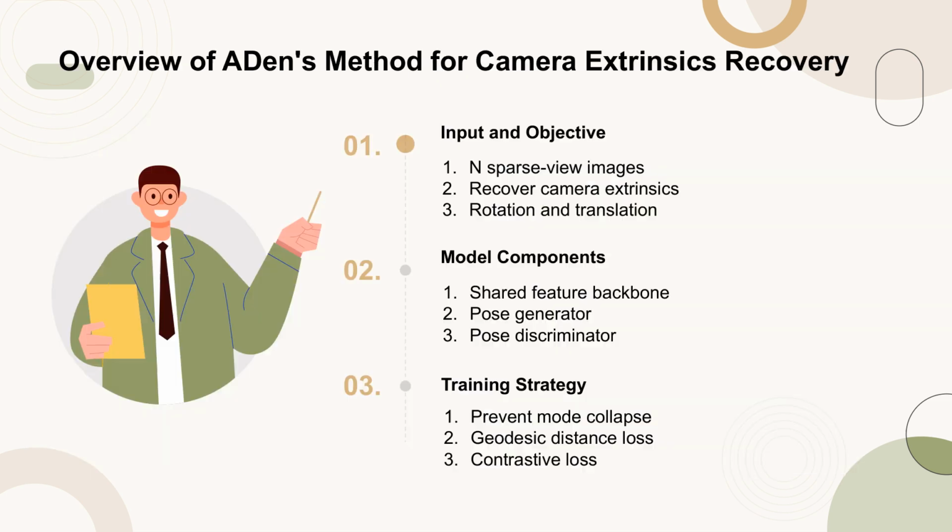ADen's method focuses on recovering camera extrinsics from a set of n sparse-view images. The objective is to determine the rotation and translation for each image. The model architecture includes a shared feature backbone, a pose generator, and a pose discriminator. During training, the method aims to prevent mode collapse by using a geodesic distance loss for rotation and an L2 loss for translation. Additionally, a contrastive loss is employed to differentiate ground truth poses from generated hypotheses.